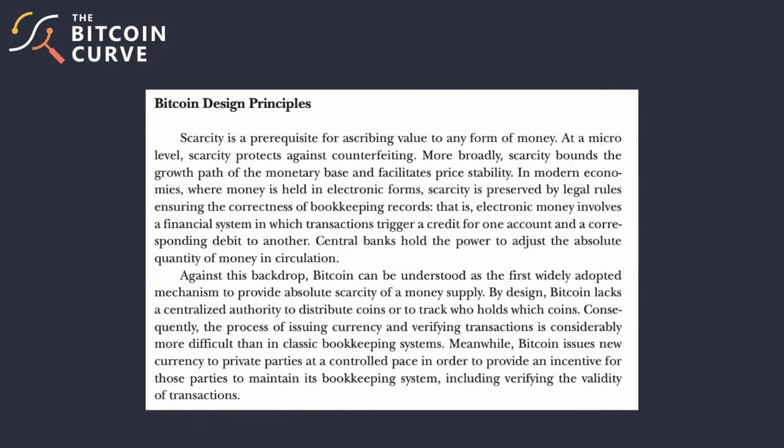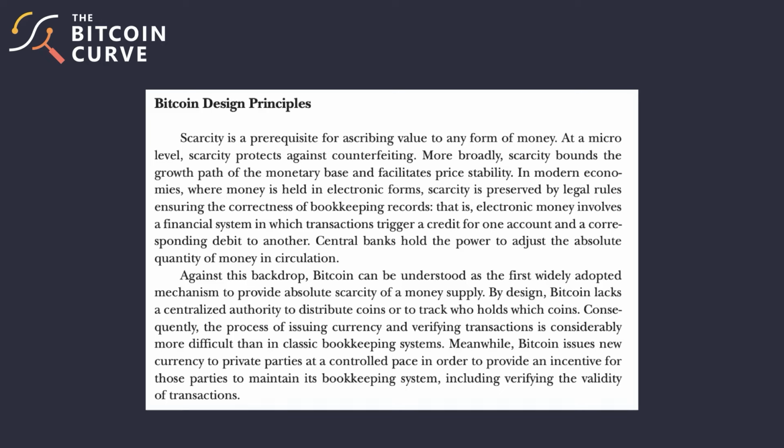And so in a portion of their paper on page 3 of their article, they go through two paragraphs describing what are Bitcoin's design principles. And I'm going to read a little bit of this to you and then I'll dissect it. So they define Bitcoin's design principles as being: scarcity is the prerequisite for ascribing value to any form of money. At a micro level, scarcity protects against counterfeiting. More broadly, scarcity bounds the growth path of the monetary base and facilitates price stability.